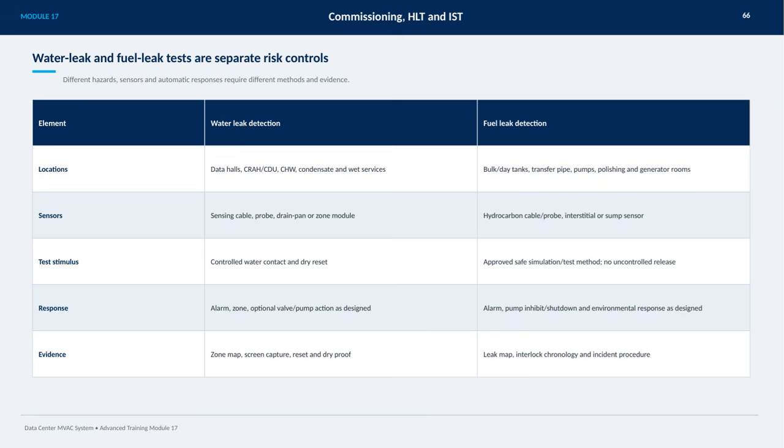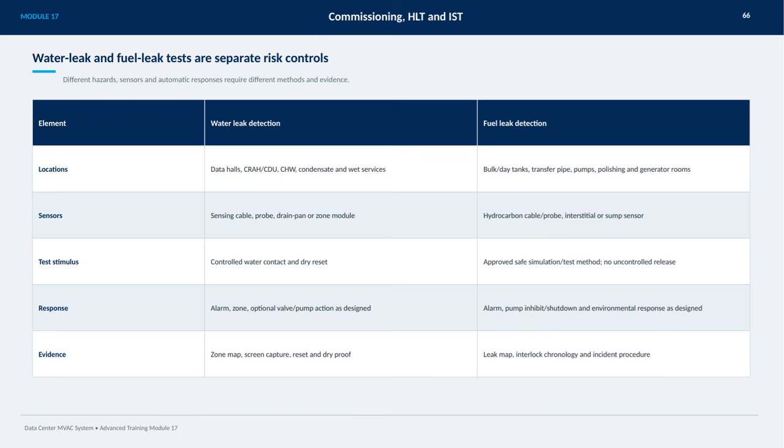In contrast, fuel leak detection is critical around bulk and day tanks, transfer pipes, pumps, polishing units, and generator rooms. Here, the sensors are specialized hydrocarbon cables or probes, interstitial sensors, or sump sensors, and testing must use approved safe simulation methods without any uncontrolled release.